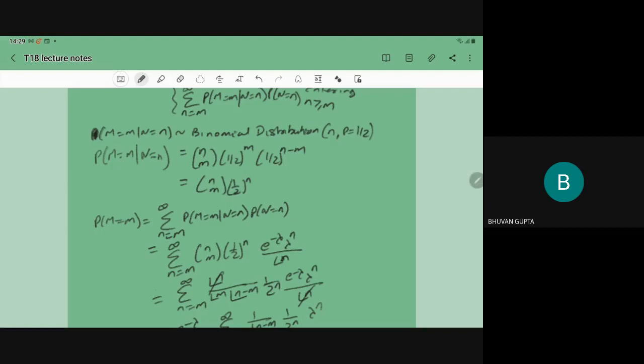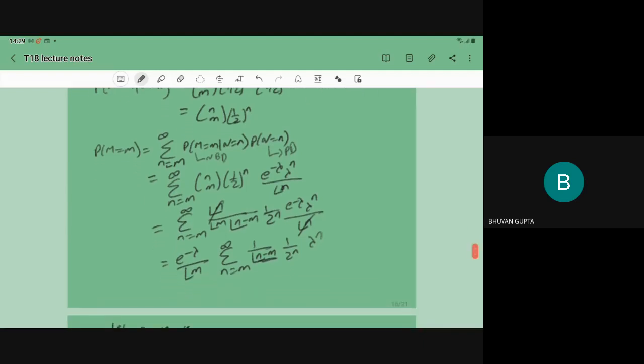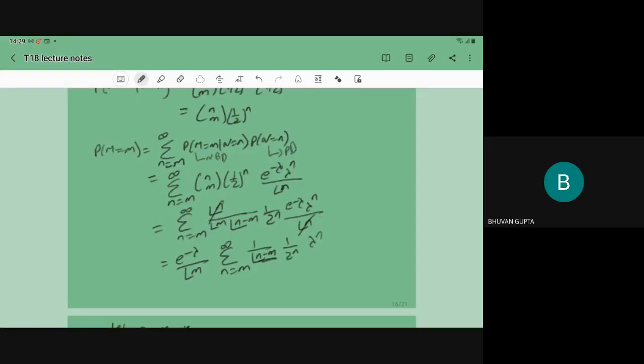So it is following the binomial distribution, as given to you, and N is following the Poisson distribution. So just put n choose m, 1 by 2 to the power n, and e to the power minus lambda, lambda to the power n upon factorial n. So n choose m can be written as factorial n upon factorial m into factorial of n minus m, into 1 by 2 to the power n, and e to the power minus lambda, lambda to the power n upon factorial n.